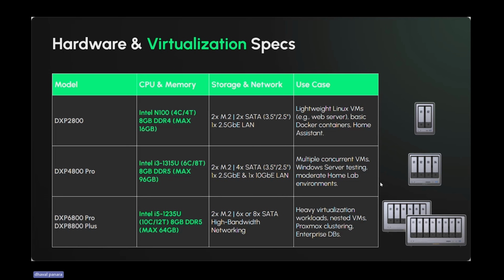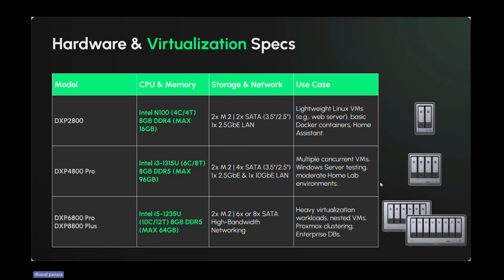Then we step up to our DXP4800 Pro, which has an Intel i3 processor with 6 cores and 8 threads, 8 gigs of DDR5 RAM, and a maximum of 96 gigabytes of DDR5. It still has two M.2 slots and four SATA drive bays. You can run concurrent VMs, Windows Server testing, and moderate home lab environments directly on that single NAS. You can support multiple VMs on the same device because of the 6-core, 8-thread processor.